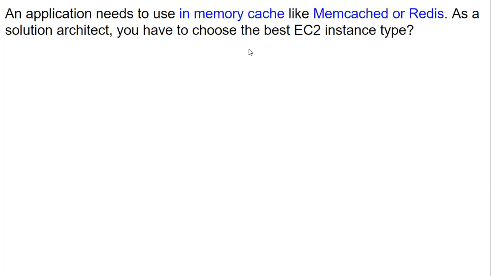For in-memory caches like Memcached or Redis, you have to store a lot of data in memory, that is in RAM. And for such applications, AWS has given us memory optimized EC2 instances where you can store a lot of data in your RAM, that is in memory. And Memcached and Redis are an example of in-memory data store or memory cache. Let's have a look at the next question.